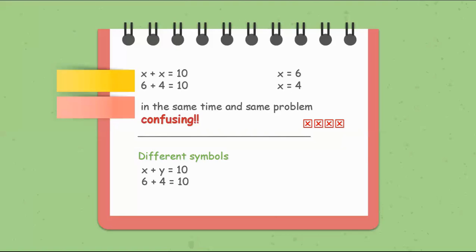In algebra, whenever you see the same symbol repeated more than once in an equation, it's representing the same unknown value.